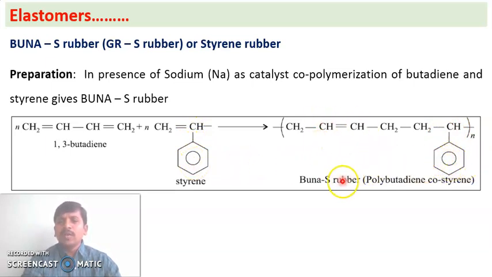So this is Buna S rubber. Connectivity CH2 single bond CH, double bond CH, single bond CH2, single bond CH2, single bond CH, single bond C6H5. So this is one repeating unit. Like this we have n number of repeating units, as we have taken n number of 1,3-butadiene and n number of styrene monomers. So this is the preparation of Buna S rubber.